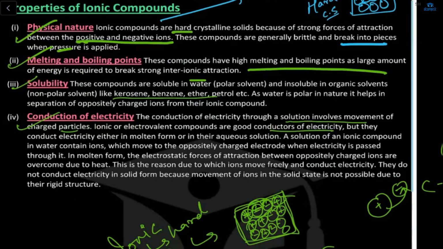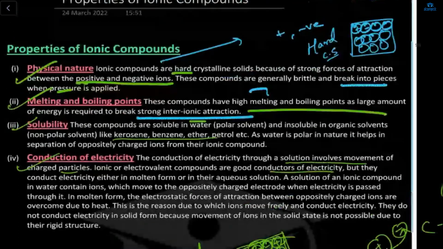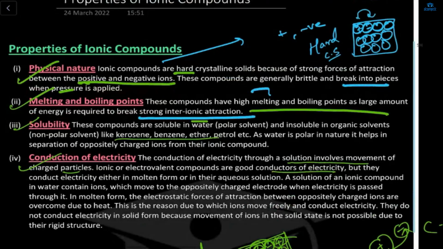Now, what is the melting and boiling point? So these compounds have a high melting and boiling point as a large amount of energy is required to break the strong attraction. So here, if I have to break these plus and minus signs, a large amount of heat is required to break the positive and negative ions. So it has a high melting as well as boiling point.